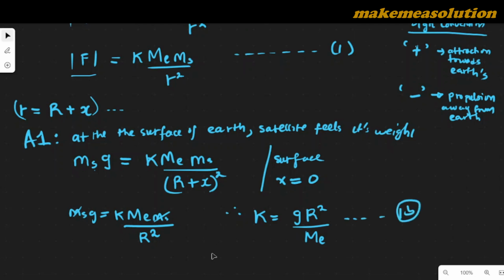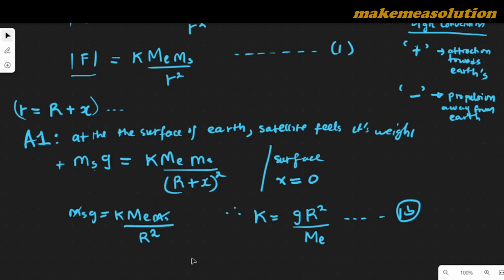Now, since we have gotten k from initial conditions, the initial conditions being at the surface of the earth where x equals 0 and where the weight of the satellite is felt, and of course since the weight of the satellite is felt, our sign convention is still going to be a positive sign. Why? Because the weight is attracted towards the earth's center, so we're going to use a plus in that case.